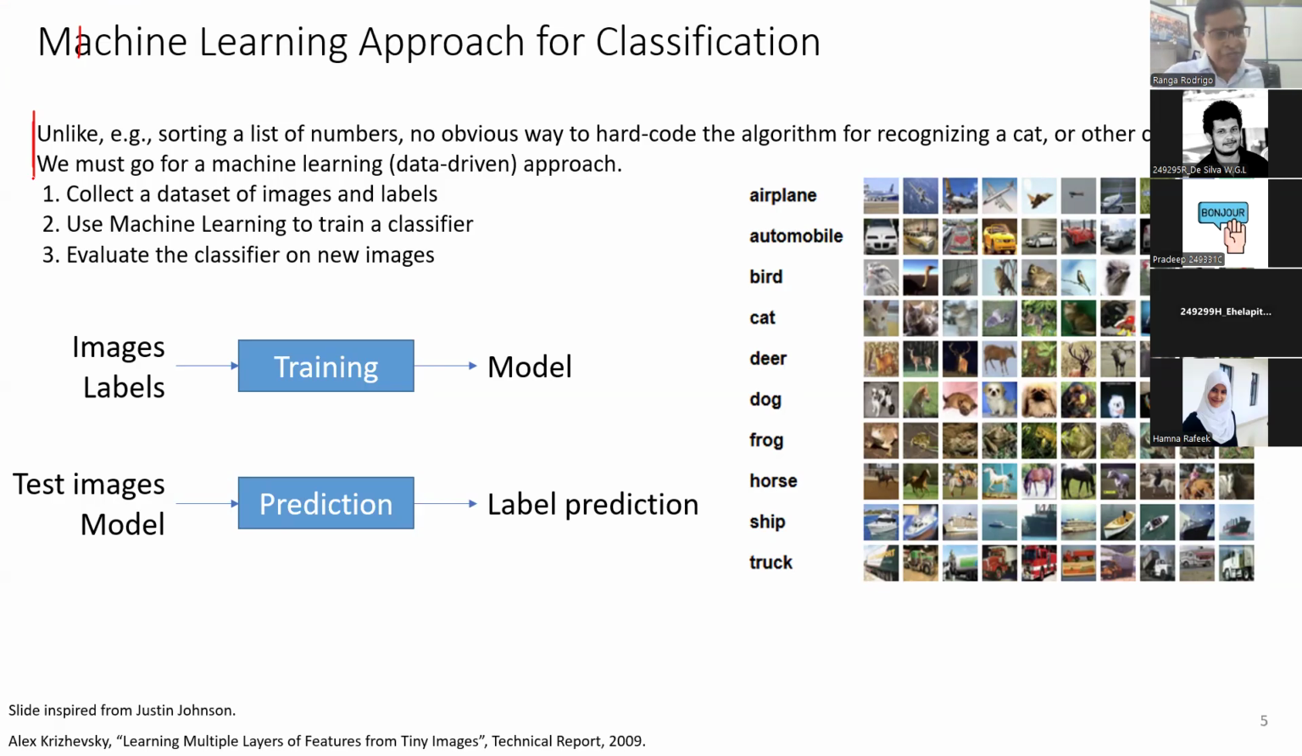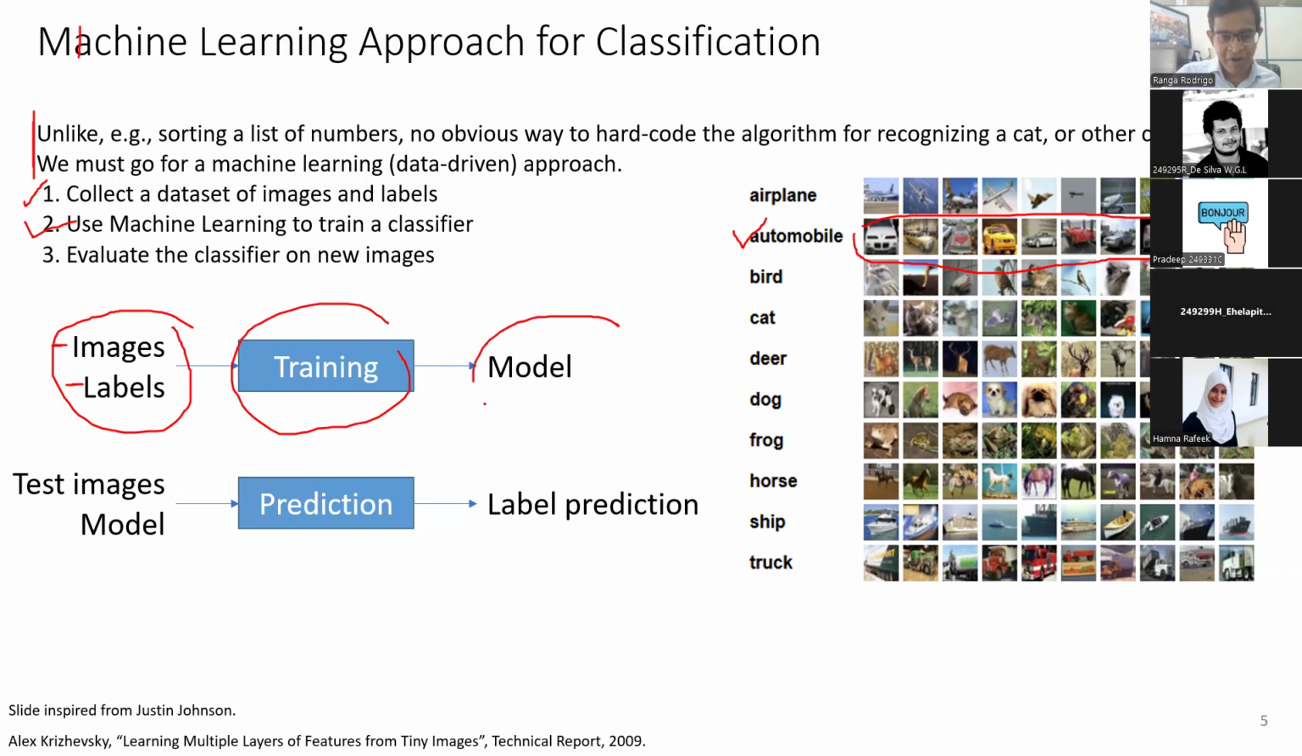So what we usually do is we collect a data set of images and labels. That means, for example, here you can see these are the automobile images, and we have a label for that, right? A labeled data set. And then you use machine learning to train the classifier. So you give images and labels. Two types of information are given, the images and their labels. And we do training and then we have a trained model.